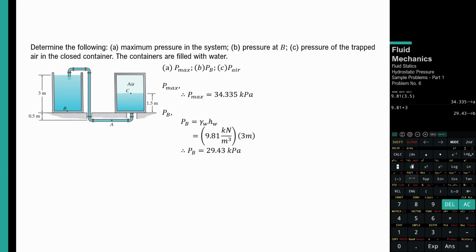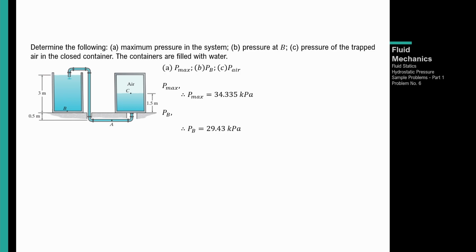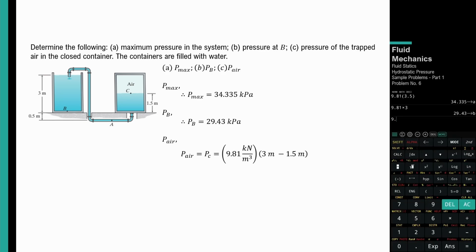So, 29.43 kilopascals. And the pressure of the air in the closed container is equal to the pressure at point C. We can use the same elevation in the tank as point B from its free surface, which is level with point C. So, 9.81, the gamma or unit weight of water, times 3 minus 1.5 for point C. So, 9.81 times 1.5 na lang, so 14.715 kilopascals is the pressure of the air in the closed container.